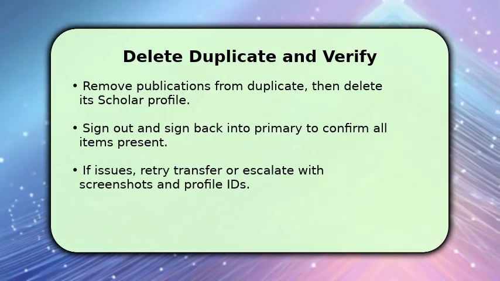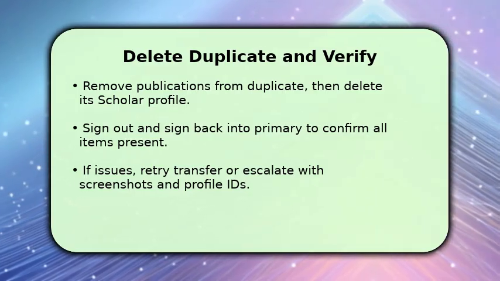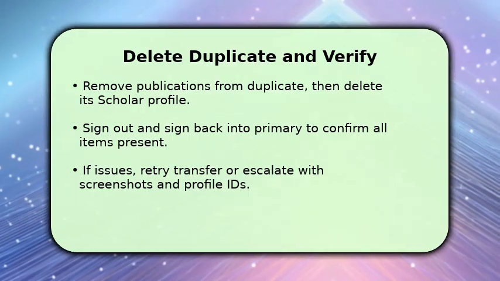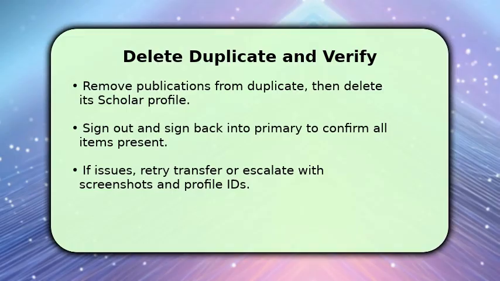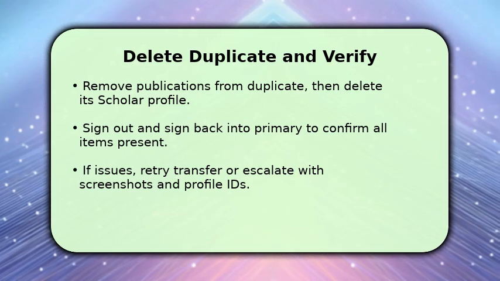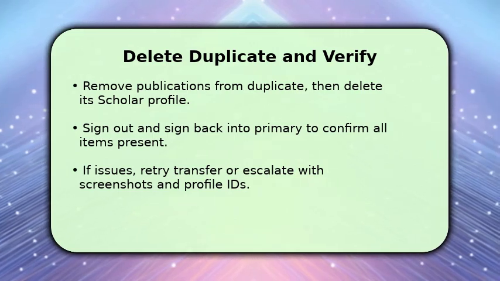If something is missing, re-import the exported citations or redo the manual transfers. If deletion fails or data looks wrong, take screenshots, note profile ID, and escalate to Google Scholar support with those details for resolution.